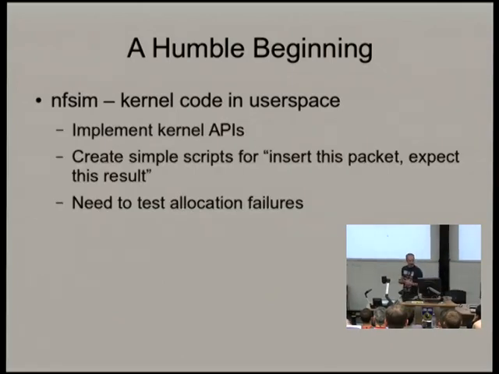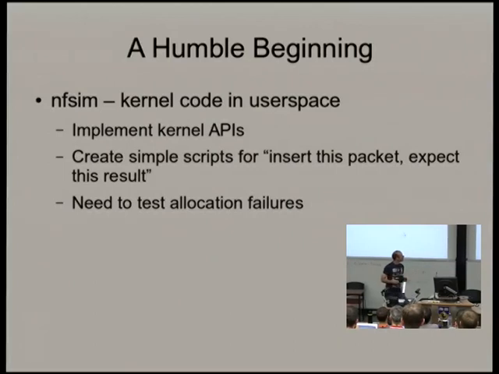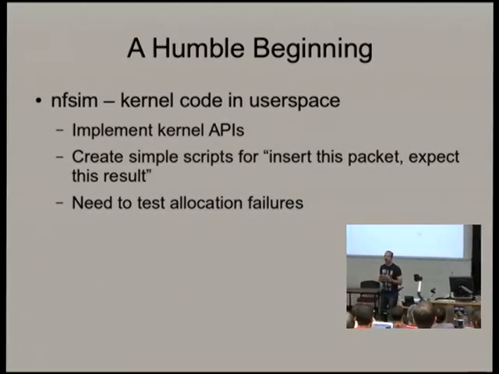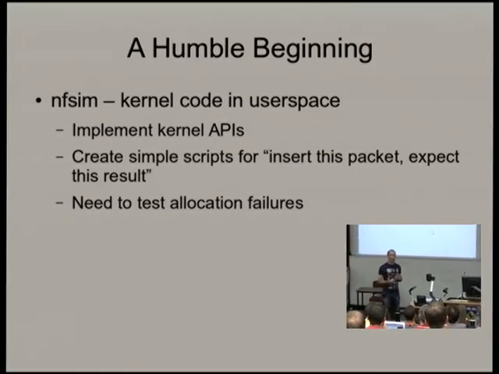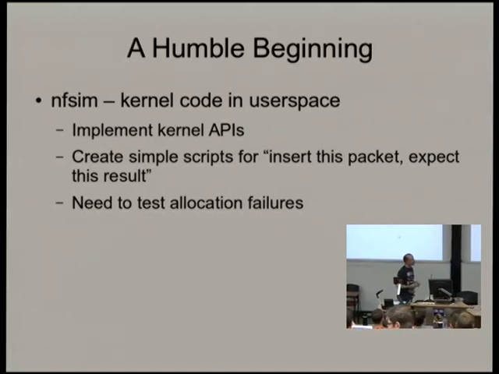So you implement the kernel APIs and you create simple scripts to say, you insert this packet, this should happen. That works reasonably well, but of course, you basically don't find any bugs doing that because that's just what the kernel does. What you find are bugs in your kernel API implementation and all the surrounding stuff, but you don't find any real bugs.